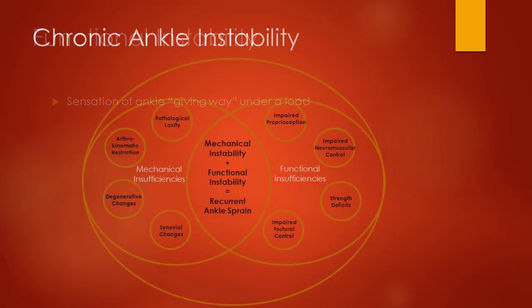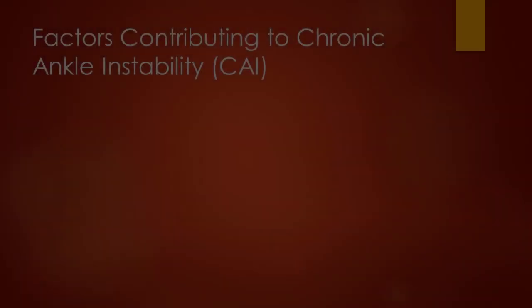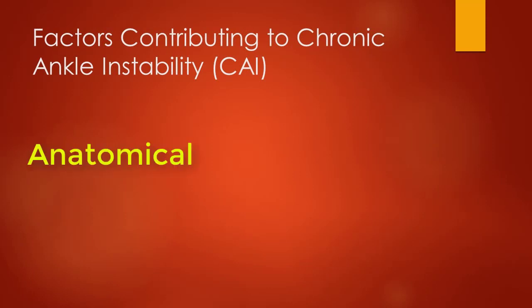If you look at this chart, you can see how mechanical insufficiencies can be one area that we really look at, pathological laxity versus degenerative changes or synovial changes, whereas your functional insufficiencies or instabilities are going to be things like strength deficits or impaired proprioception. If you get a combination of those things, this is going to increase the risk for recurrent ankle sprains. Those things that are going to contribute are things like anatomical factors.